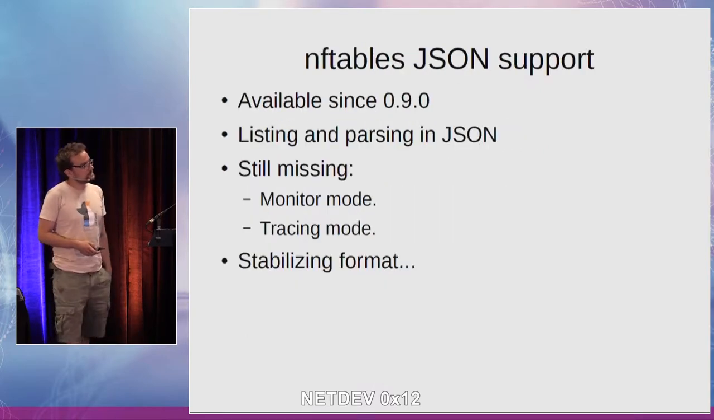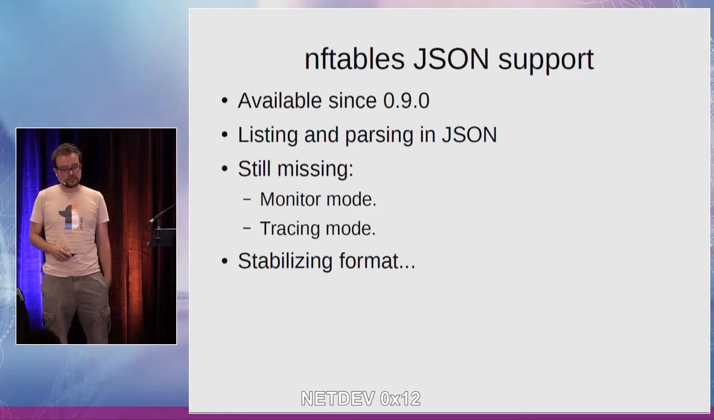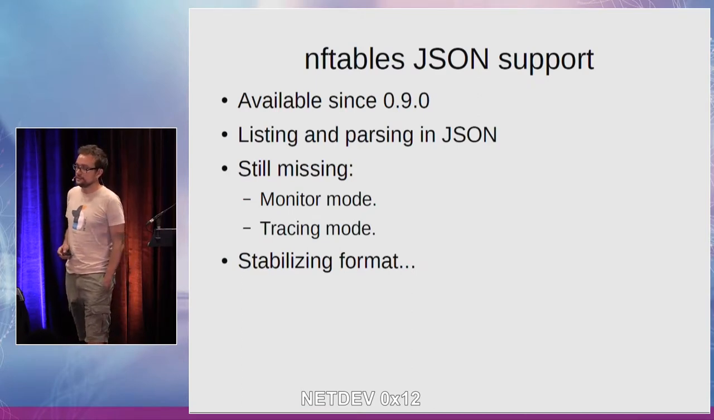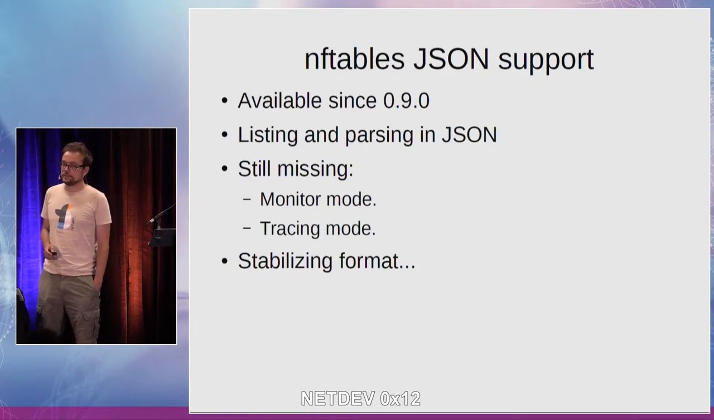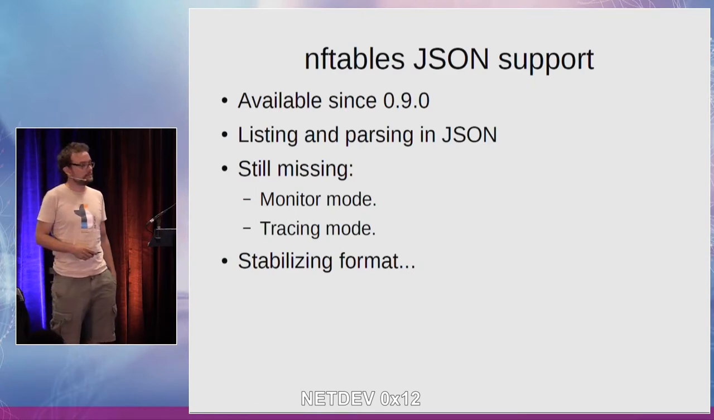Phil also finished the JSON support, so it's also available since the latest release. It comes with listing and parsing support. I'm still missing monitor mode and tracing mode. The monitor mode is quite convenient in case you want to track rule set updates. It's a feature that has been missing in iptables for a long time. Now it's available in nft.